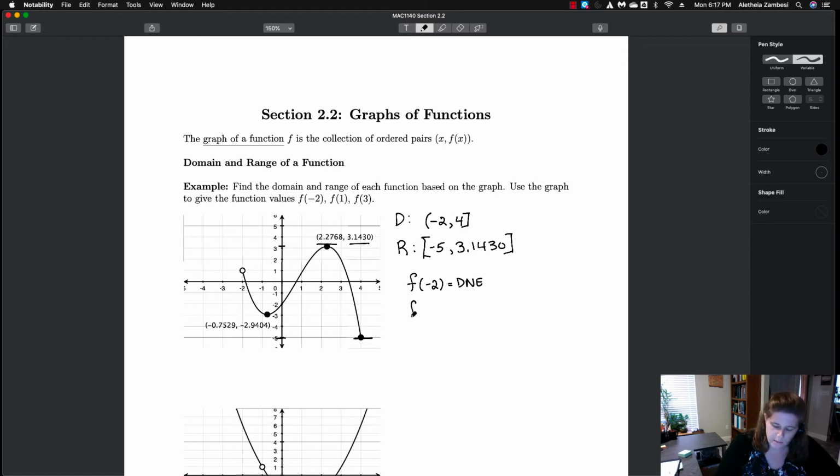f of 1: if I were to plug 1 into this function, 1 corresponds to this value here. It's almost 1, but not quite. I'm going to call it 0.9 as an estimate of y. Looking at f of 3, if we were to plug 3 in for x, what do we have for y? I'm going to say it's almost 2, so let's call it 1.95. We're pretty close. Either way, those are values of y. The height values are f of x.